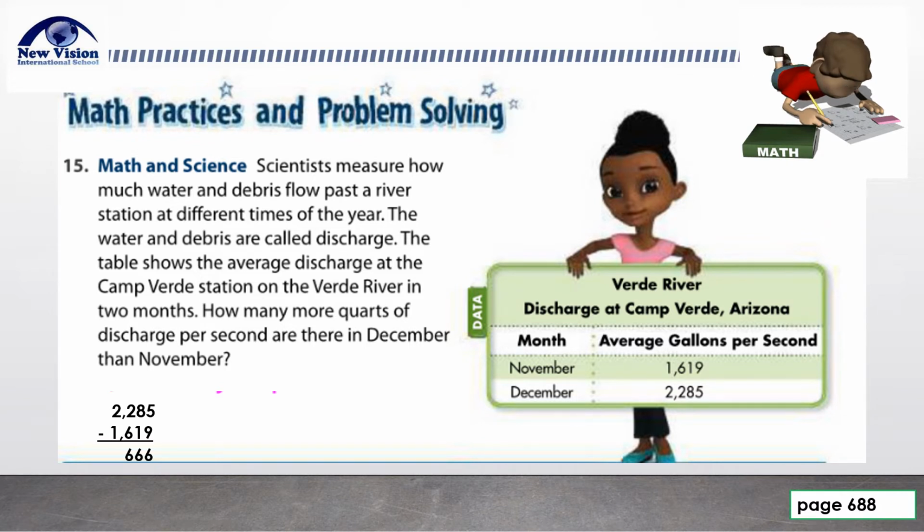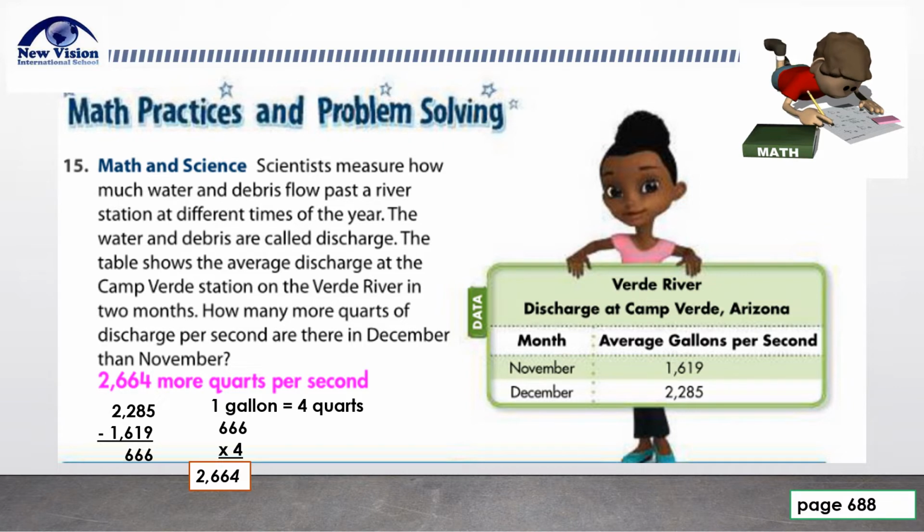Okay, again the question is how many more quarts? But the given is gallons, so it means we have to convert the gallons into quarts. In 1 gallon, we have 4 quarts. So we have to multiply 666 by 4. So do your calculation again. 666 times 4 is equal to, great, 2,664. Therefore, 2,664 more quarts per second. Did you get it? Very good.